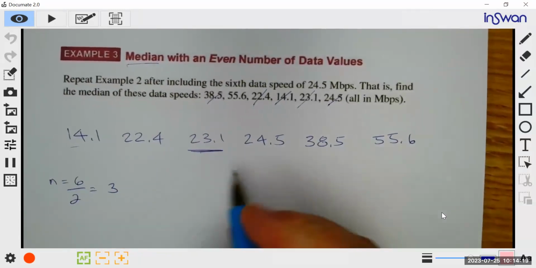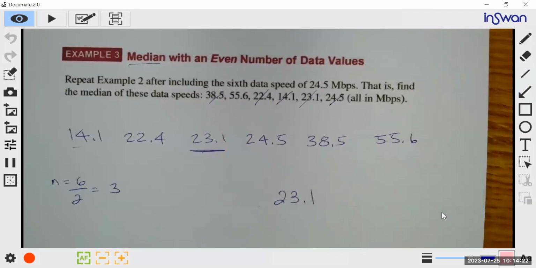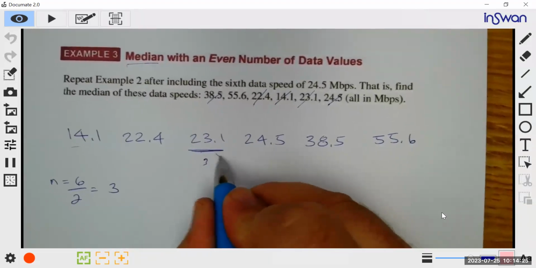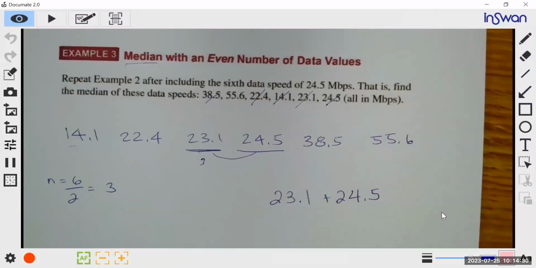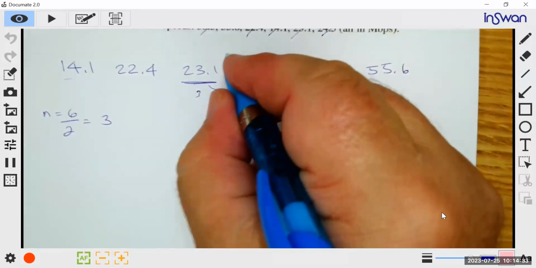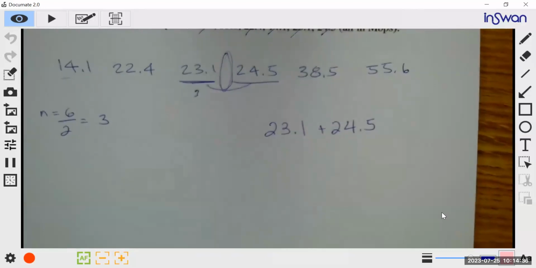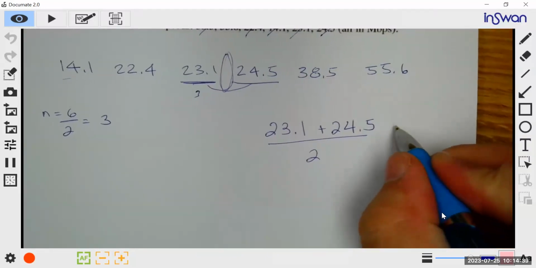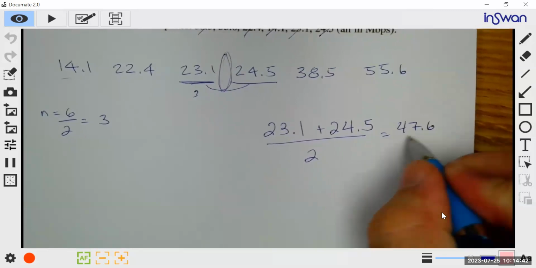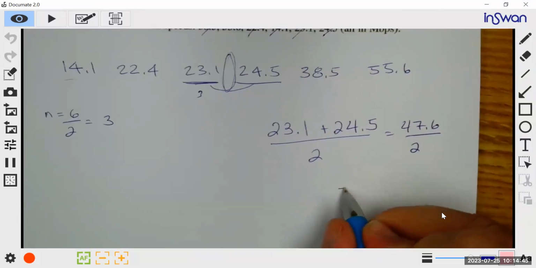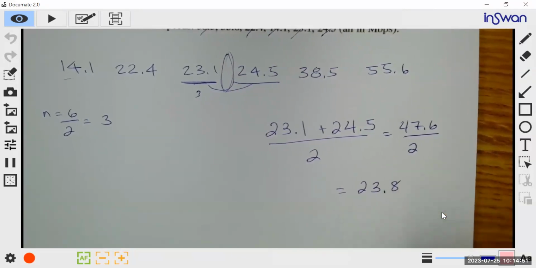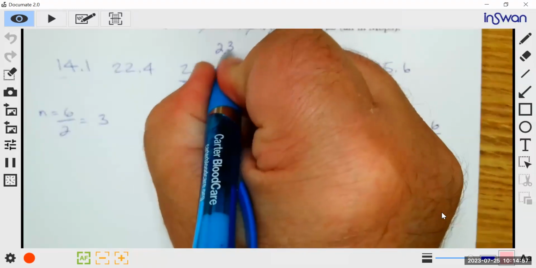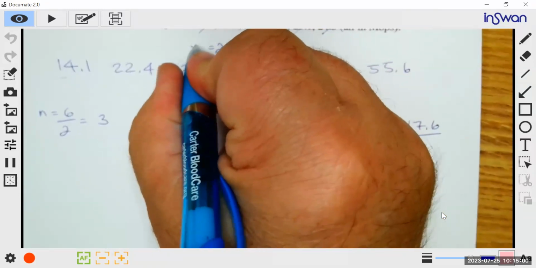1, 2. I go to the third one. I get that number. This is the third number. Then I go to the fourth one. I get that number and add them together, because the median has to be between those two numbers. It's 47.6, divided by 2, 23.8. 23.8 is my X tilde.